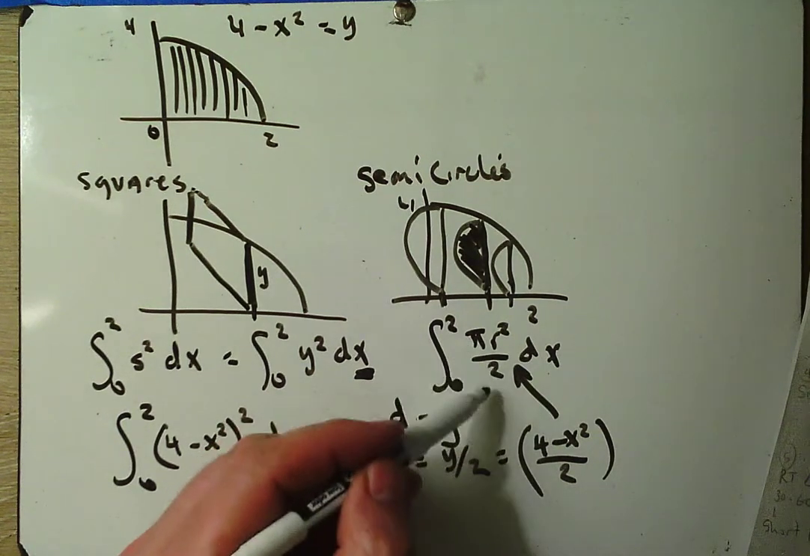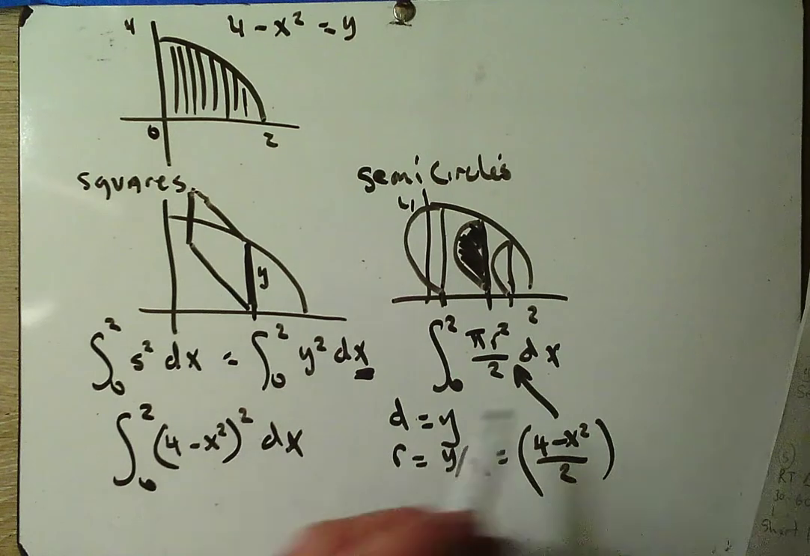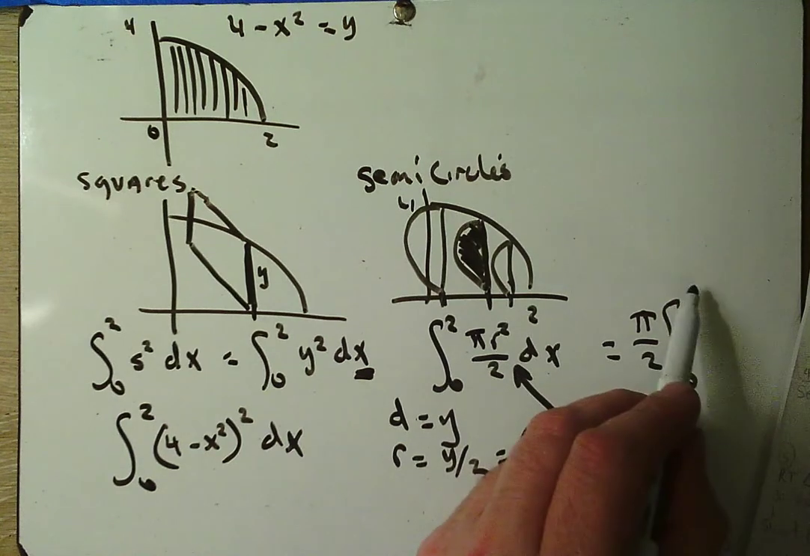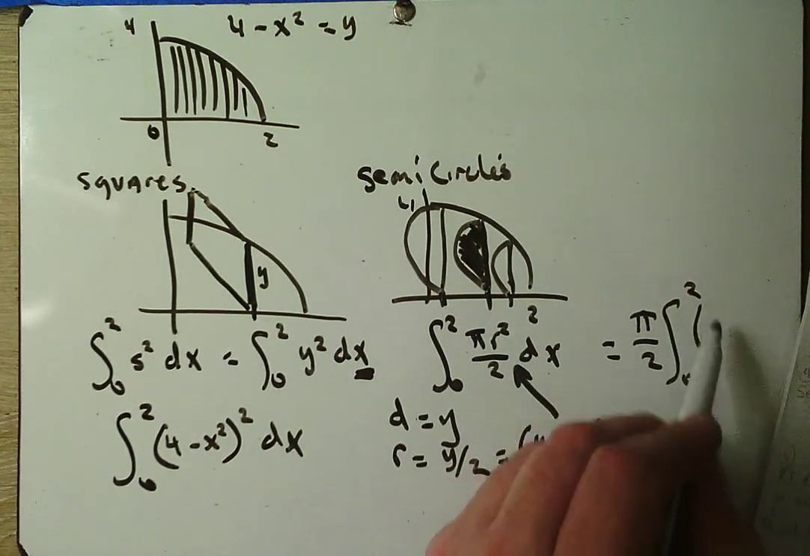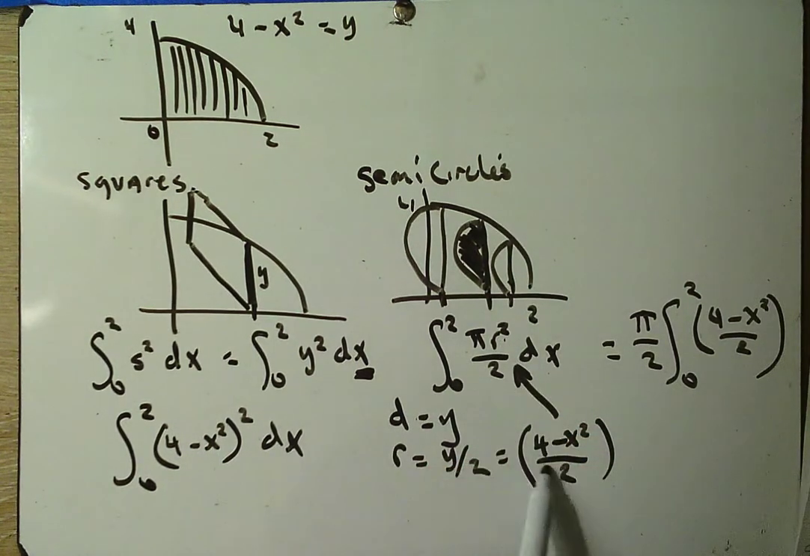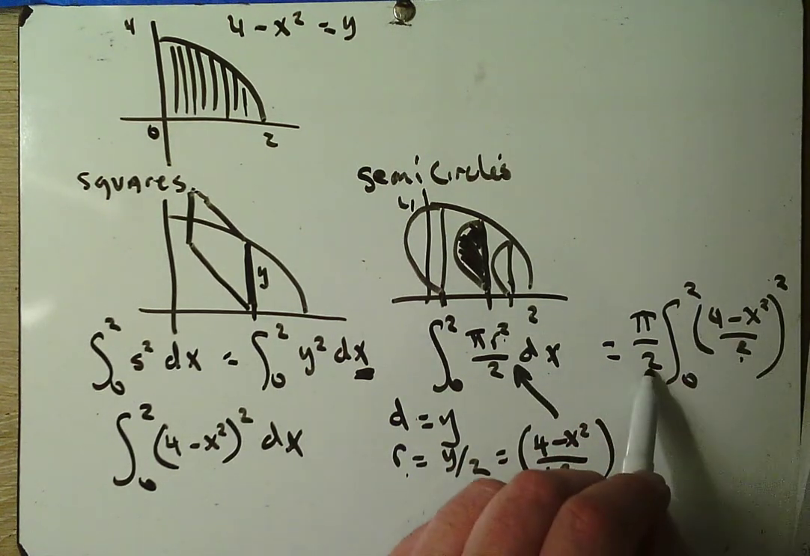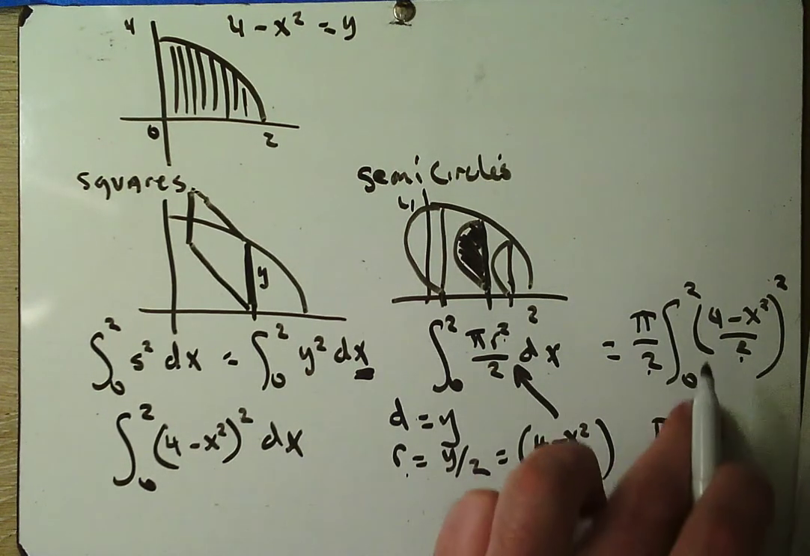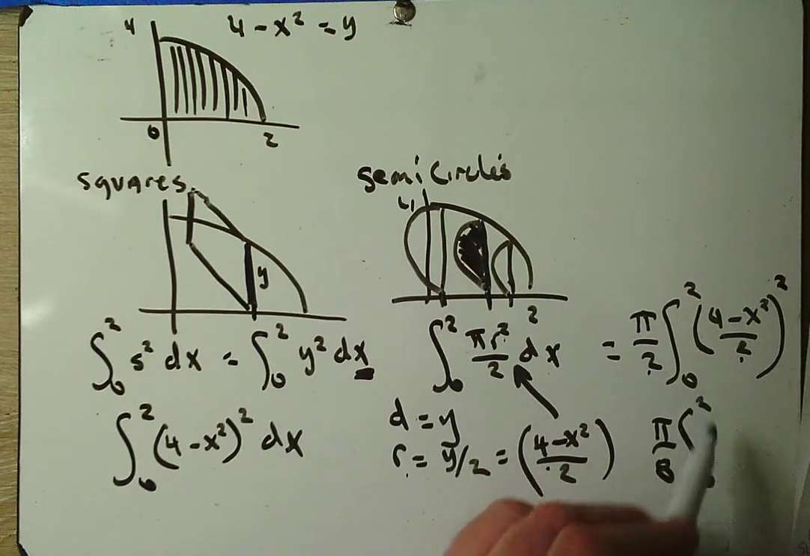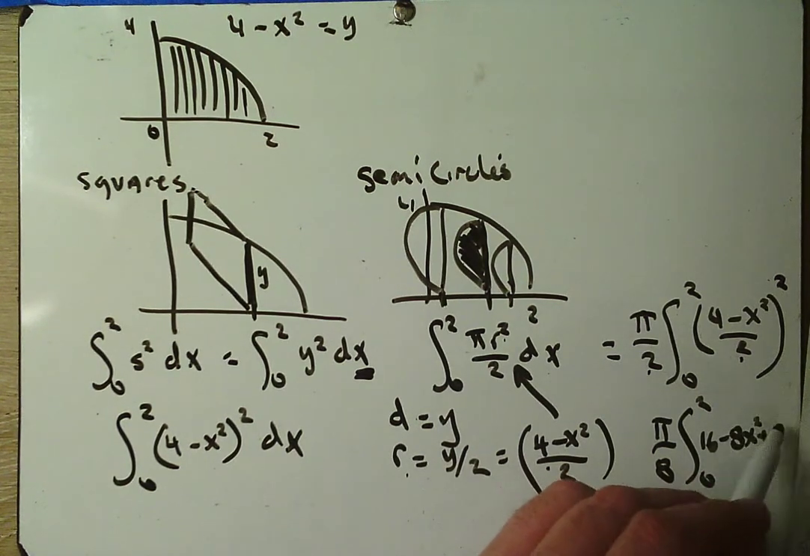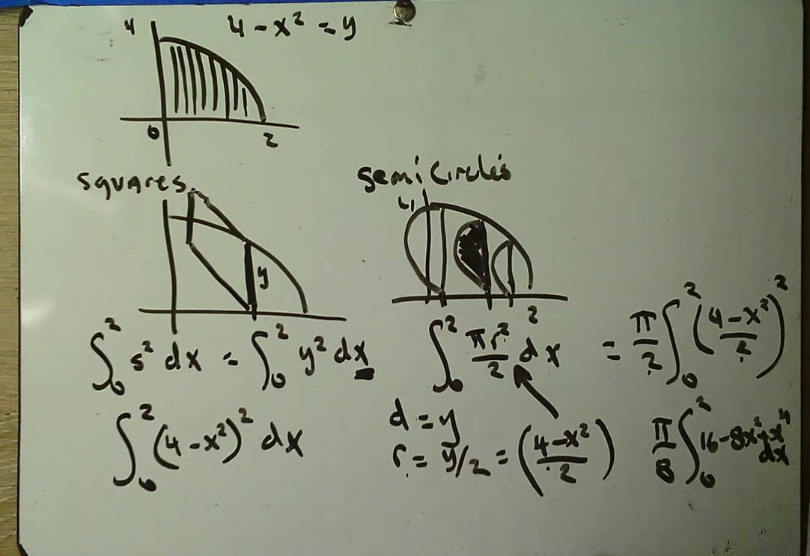See these? These are constants. I'm going to take those out. And so I'm going to have here pi over 2 integral 0 to 2 of (4 minus x squared) over 2. And don't forget the radius. This has to be squared. Now when I square that bottom, I'm going to have 4, and I'm going to pull that out, and I'll have pi over 8 integral from 0 to 2 of 16 minus 8x squared plus x to the 4th dx.